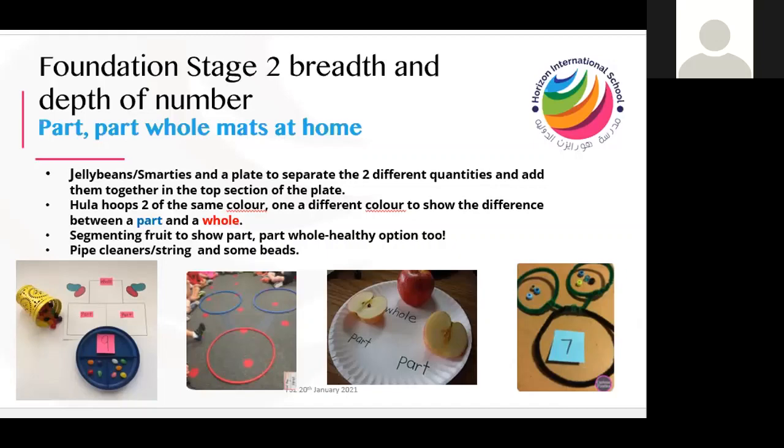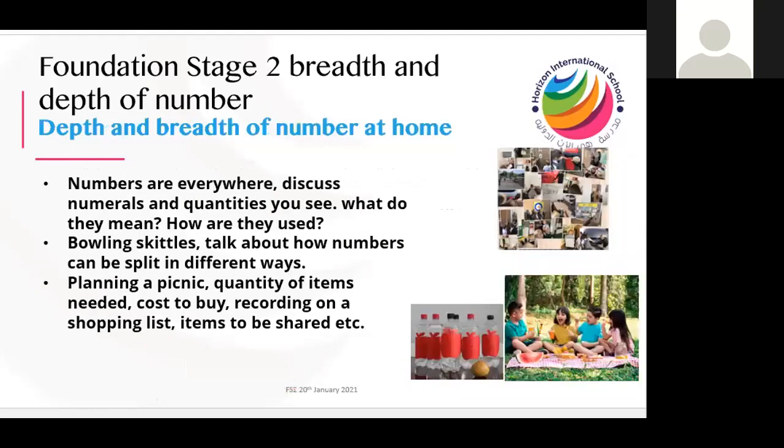Hi everyone, I'm just going to skip back because I did miss a slide at the beginning. So I'm just going to talk about breadth and depth of number. These are some ideas for you to do at home. So numbers are everywhere. So when you're with your children, when you're out and about, talk about the numbers that you see, talk about the numbers that you use in everyday life.